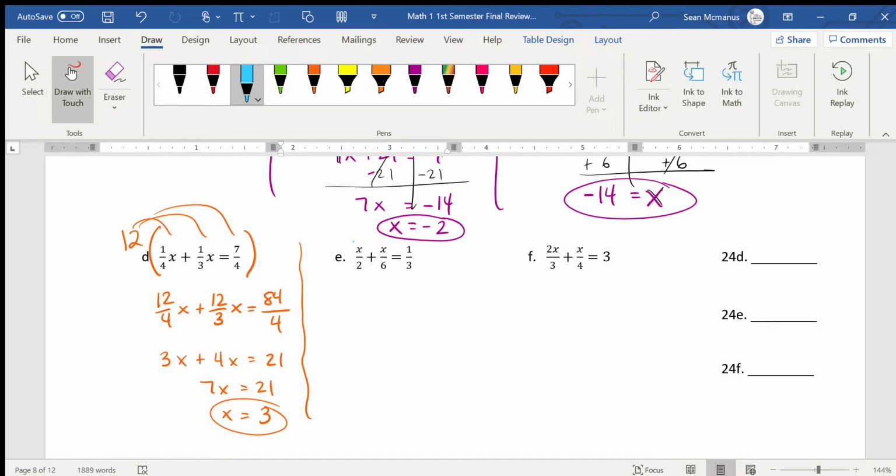All right, so we're going to do the same thing over here. We got fractions 2, 3, and 6. Actually, they all go into 6. So I'm going to multiply my 6 all the way across. And I'm going to get 6x over 2 plus 6x over 6 equals 6 over 3. And 6 over 2 is 3x. 6 over 6 is 1x. 6 over 3 is 2. So 4x equals 2.